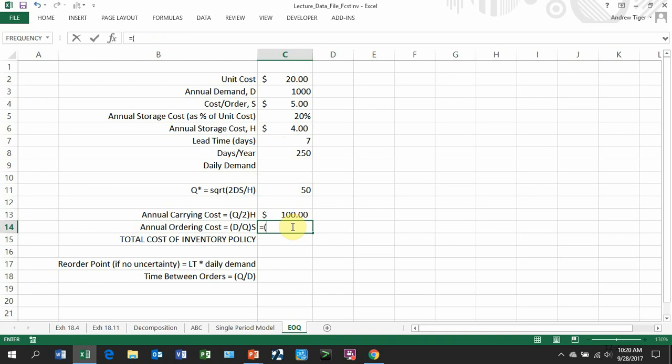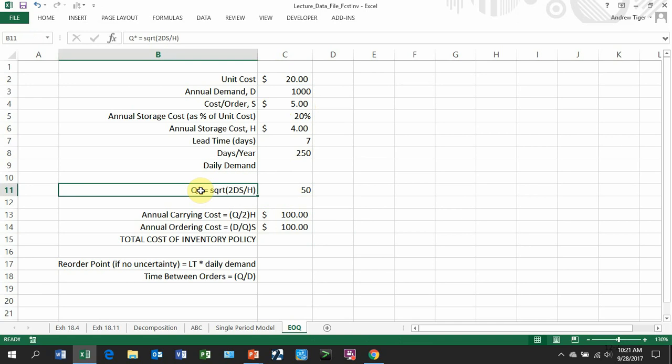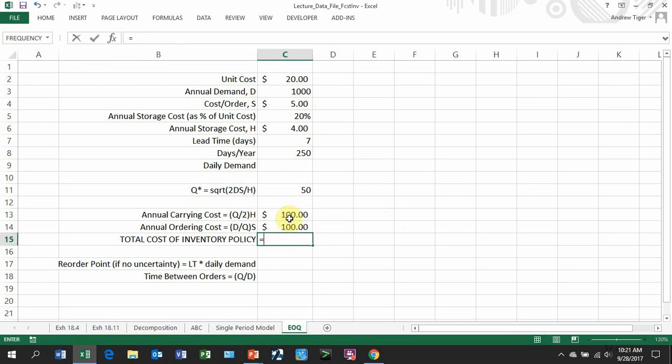Well, how many orders do I have per year? The number of orders I have per year is 1,000 demand, and I order 50 at a time. That's 20 orders I have every year, and it costs me $5 at every order. So my annual cost of ordering is this. And look what happens. When you use this formula to determine your order quantity, what it will always do is balance the cost of carrying against the cost of ordering. So these will be equal. So my total cost is that.